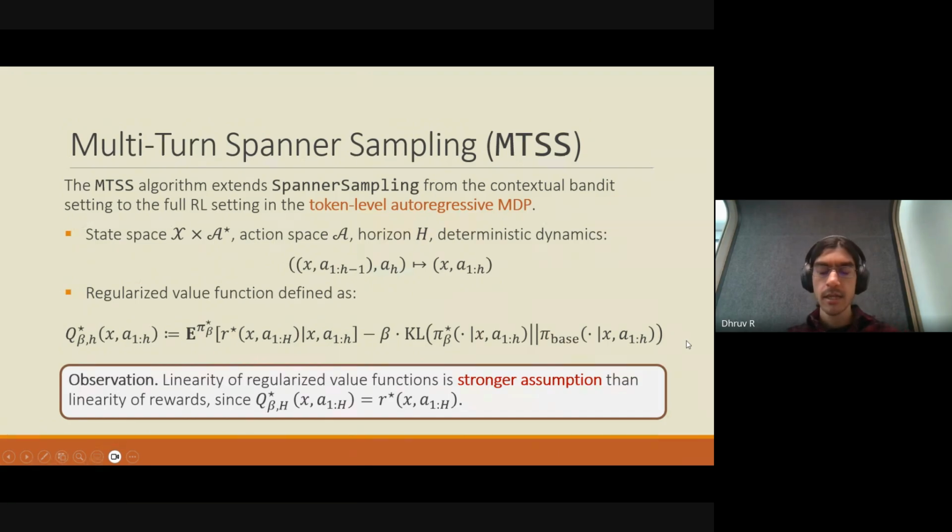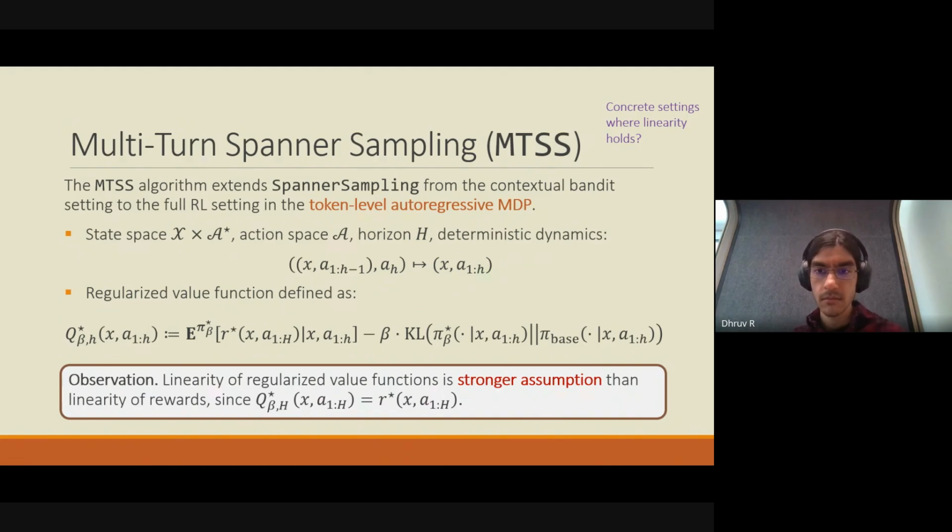So this is the thing that we need to be linear. I don't have a great explanation for when this is satisfied. One thing I'll say is that this is strictly stronger than the linearity of rewards, because the regularized value function at the last step of the MDP is exactly the reward function. But one interesting question is whether there are concrete settings where you might expect this to be satisfied.